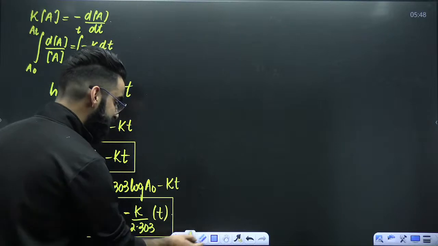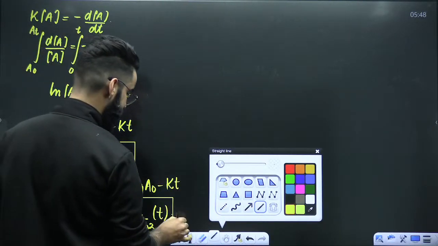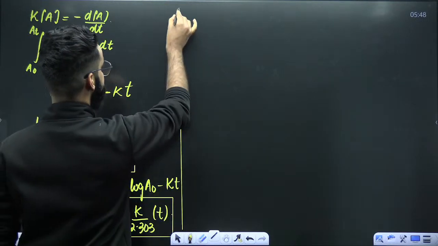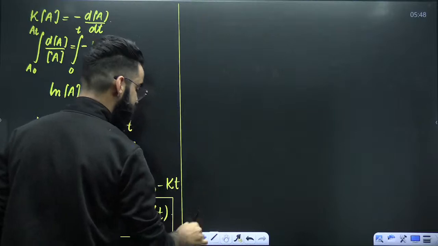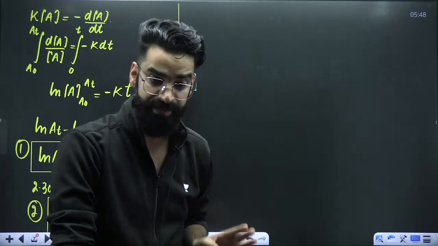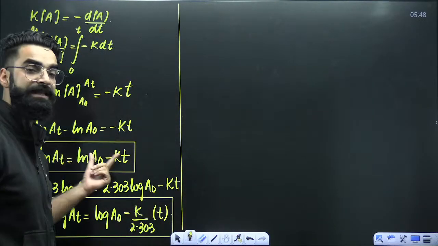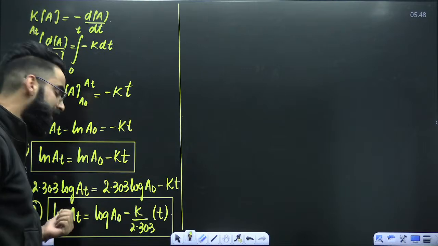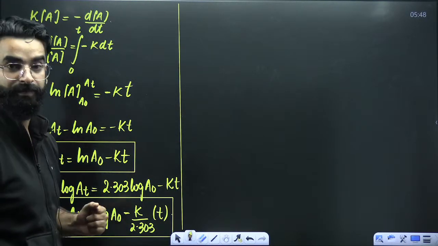There are some more ways to write the integrated rate equation for first order reactions. Let's have a look at what those ways are. All the forms of the integrated rate equation of first order kinetics are very, very important, so you have to remember them one by one. First, ln of At is equal to ln of A0 minus kt. Second, log of At is equal to log of A0 minus k divided by 2.303 multiplied by t.